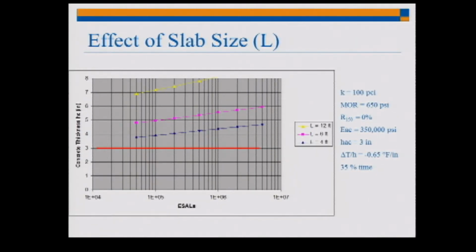This is a great graph to show you the need to have shorter panels for these thin overlays. So if I have 1.2 meter panels, this is the blue line, versus 1.8 versus about 3.7 meters. Okay, so slab size plays a huge role in the thickness design. So we don't want long panels for thin overlays.